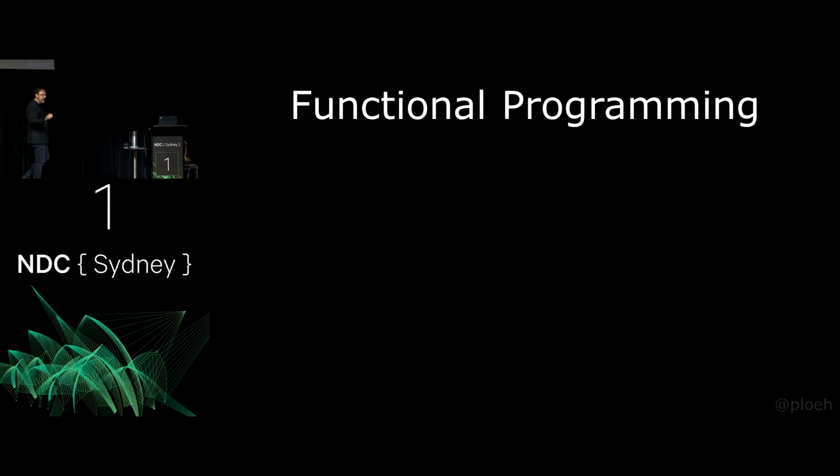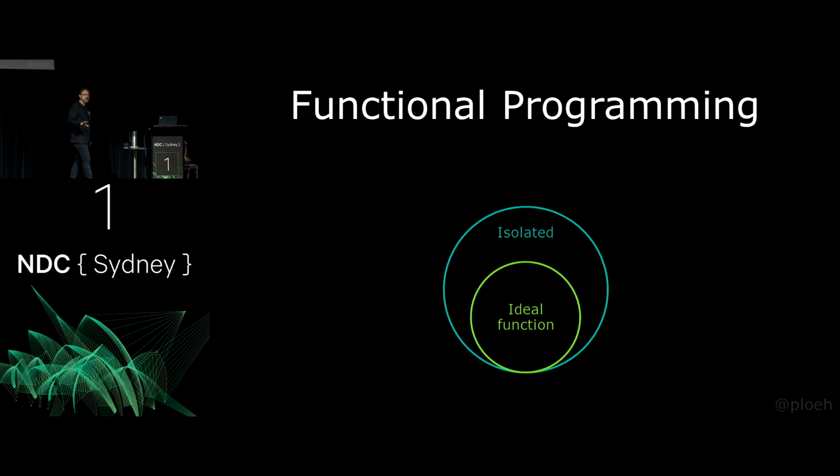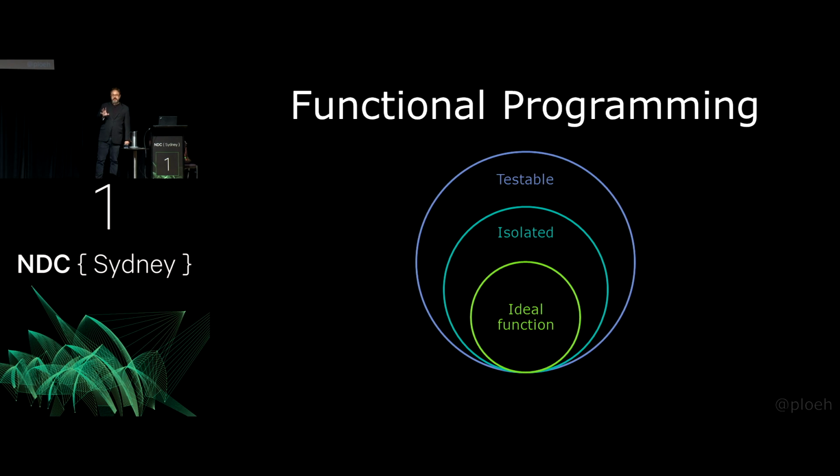Because what's the ideal function in functional programming? Well, it's that pure function that we already talked about. That is the design ideal. It has isolation. And because it has isolation, it's testable. There may be other ways to make things testable, but if they have isolation, they tend to be testable. But there is no intersection that you need to fit into.